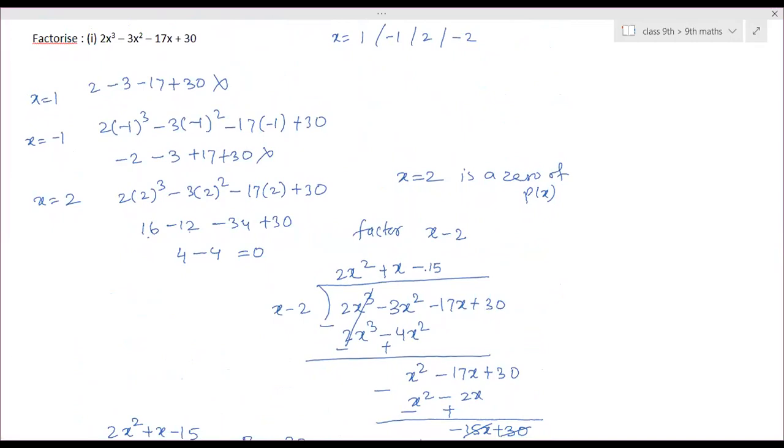Ma'am, in that question they told that we should find the power of x square, but in that question there is no x square. So how is that? It is 0. Nothing is there, that means 0.